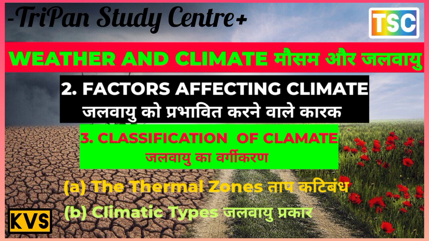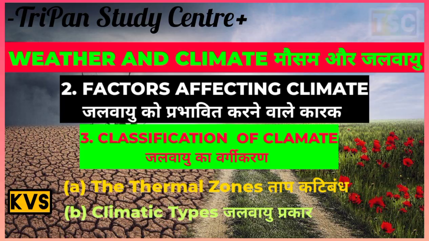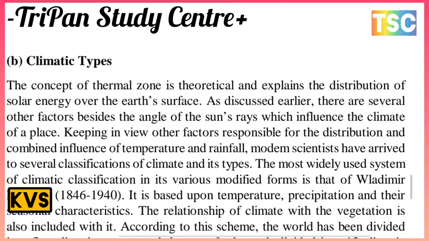The concept of thermal zones is based on the distribution of solar energy over the earth's surface. As discussed earlier, there are several other factors besides the angle of the sun's rays which influence the climate of a place. Keeping in view the factors responsible for the distribution and the combined influence of temperature and rainfall, modern scientists have arrived at several classifications of climate and its types.